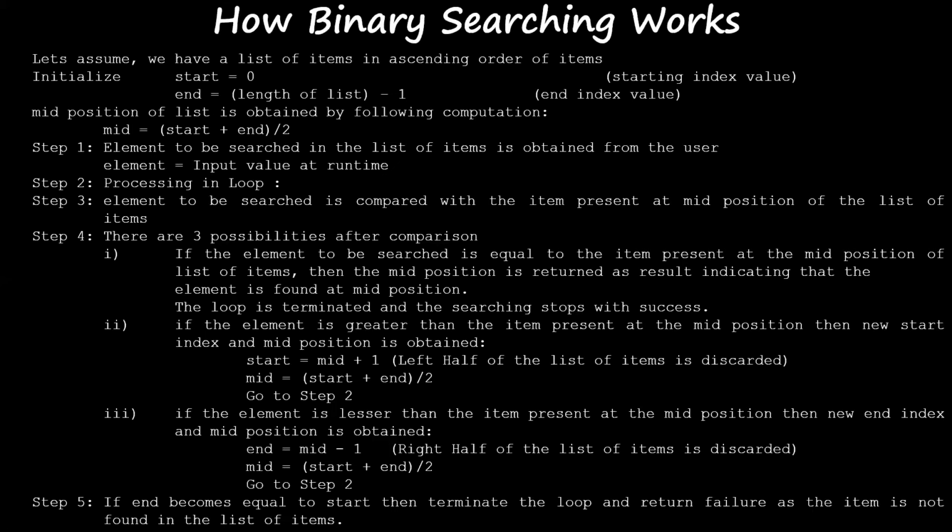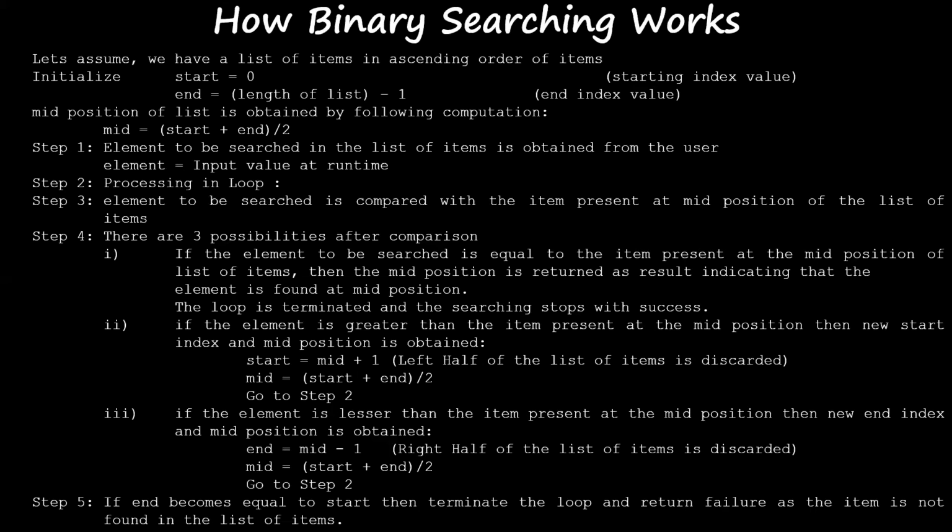The first possibility is if the element to be searched is equal to the item present at the mid position of the list of items, then the mid position is returned as a result, indicating that the element is found at the mid position. The loop is terminated and the searching stops with a success.